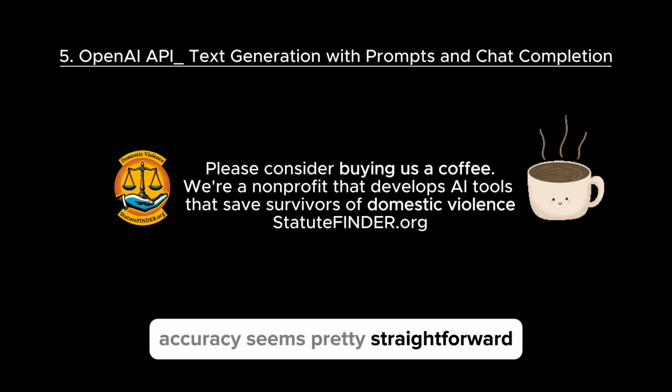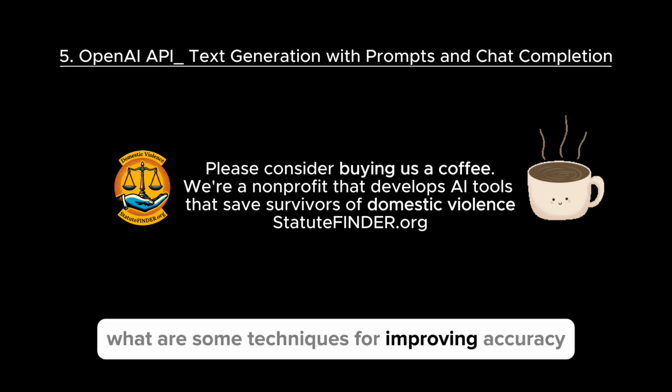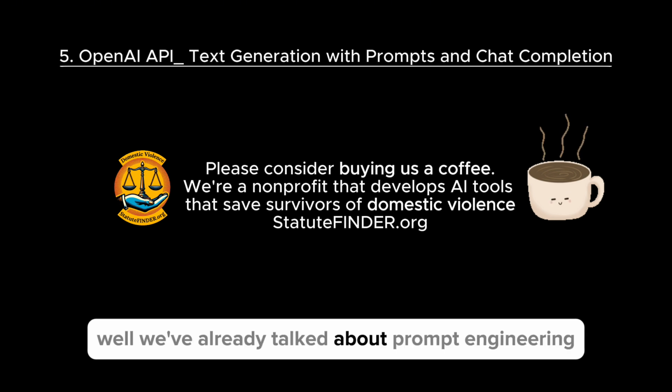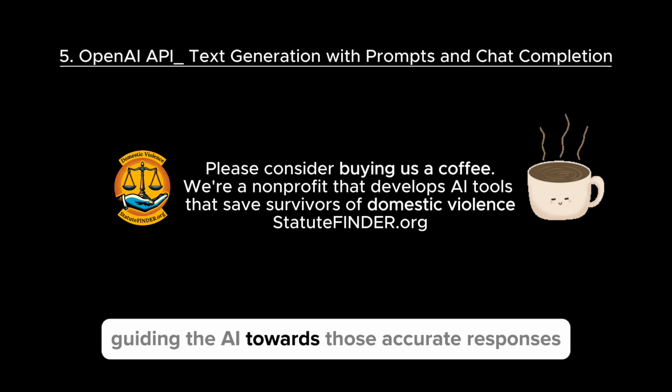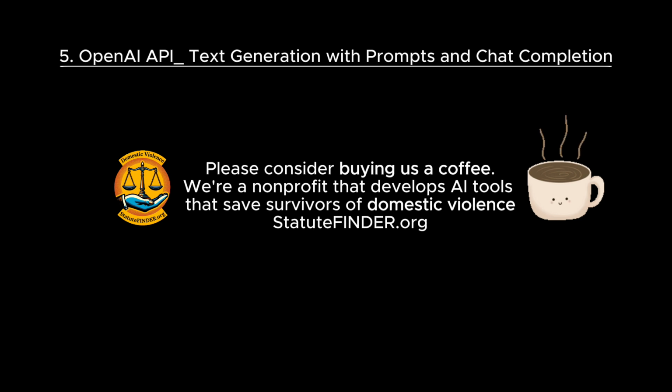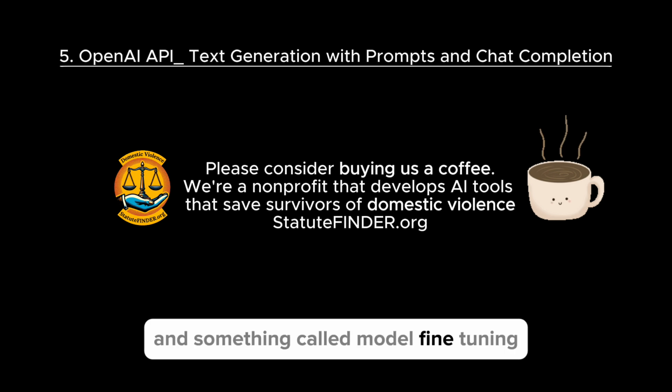Okay, let's break those optimization goals down a little bit. Accuracy seems pretty straightforward. I want the AI to give me the right answers. What are some techniques for improving accuracy? Well, we've already talked about prompt engineering, right? Which is crucial for guiding the AI towards those accurate responses. But there are other techniques like RAG, which we discussed earlier, and something called model fine-tuning.